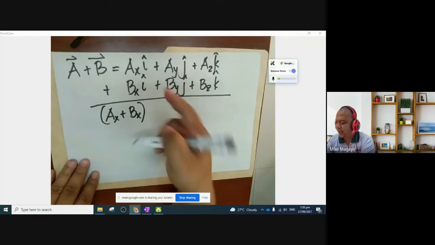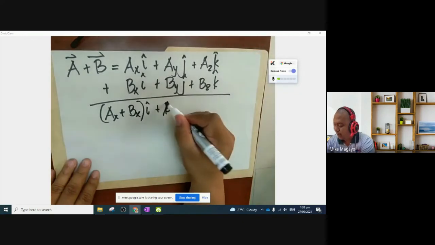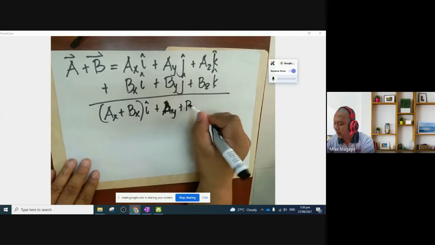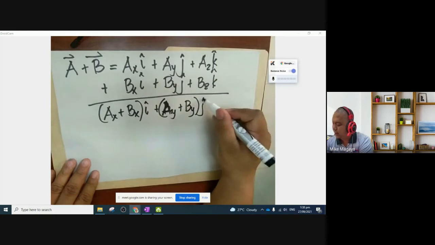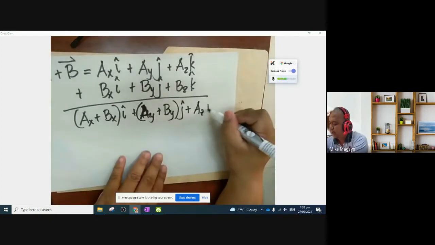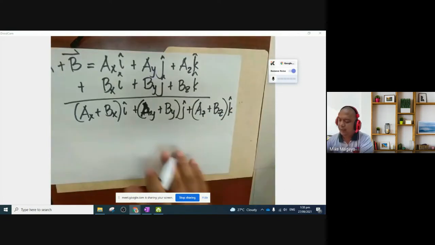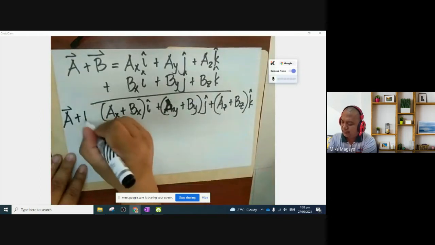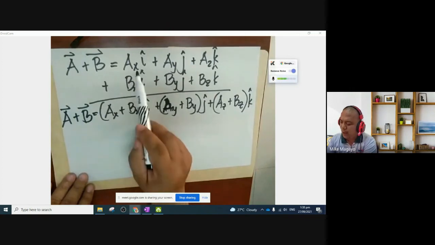The common factor is i-hat, plus Ay plus By, the common factor is j-hat, plus Az plus Bz, and the common factor is k-hat. That is basically your vector A plus B if it has components on X, Y, and Z.